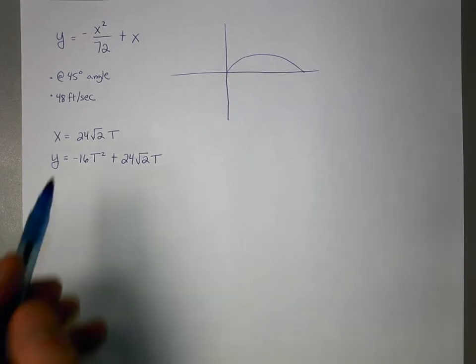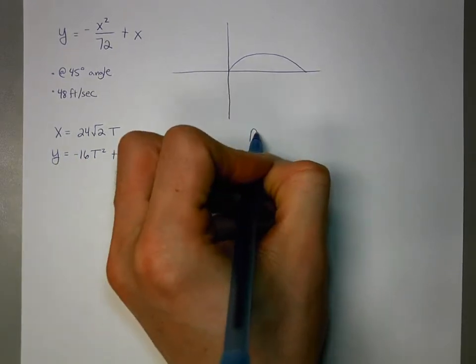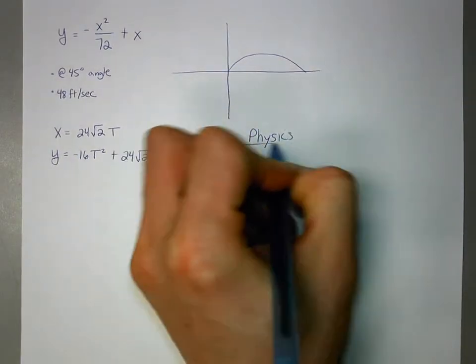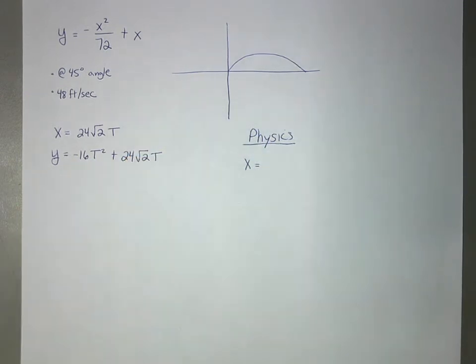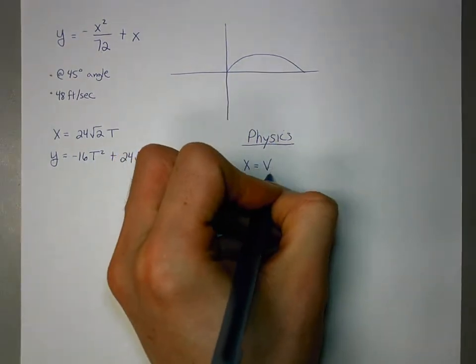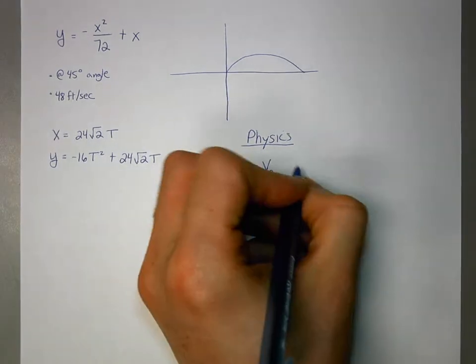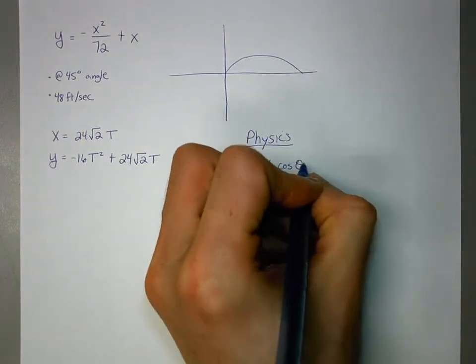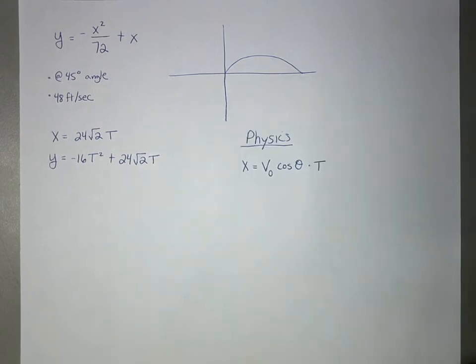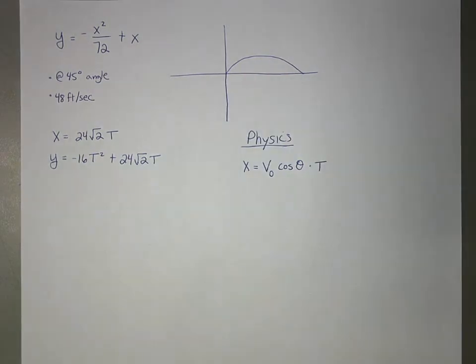The first relationship is the x relationship. And the physics behind the equations is that x is equal to v sub 0 times the cosine of theta times t. Now your v sub 0 right there, in this case, is my initial velocity, which I'm saying is 48 feet per second. And I'm telling you that the angle is a 45-degree angle.